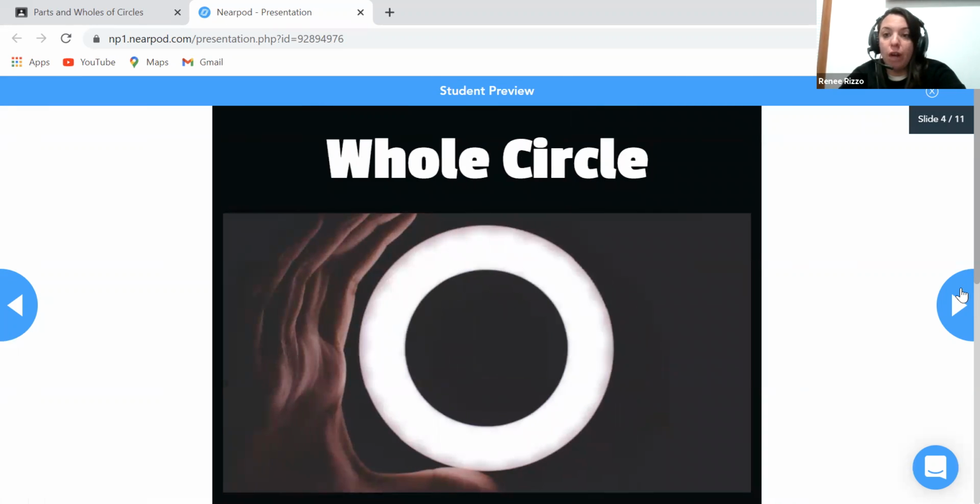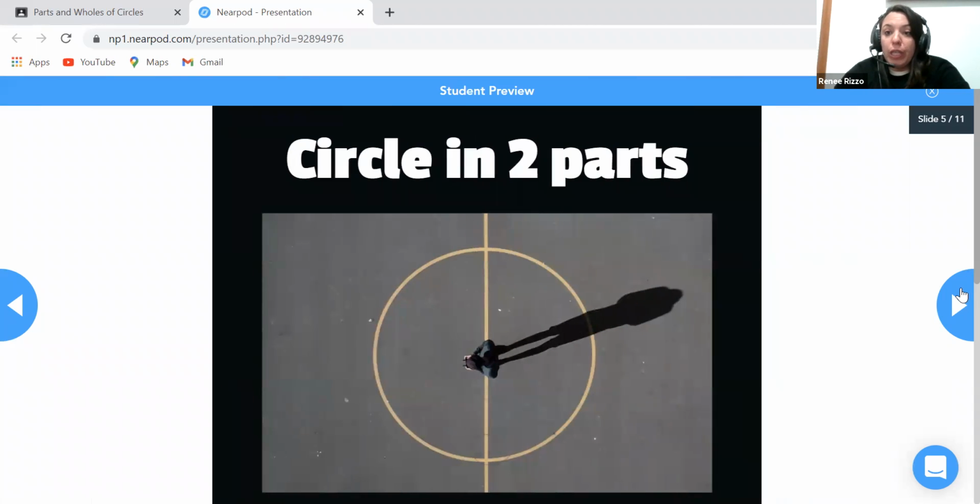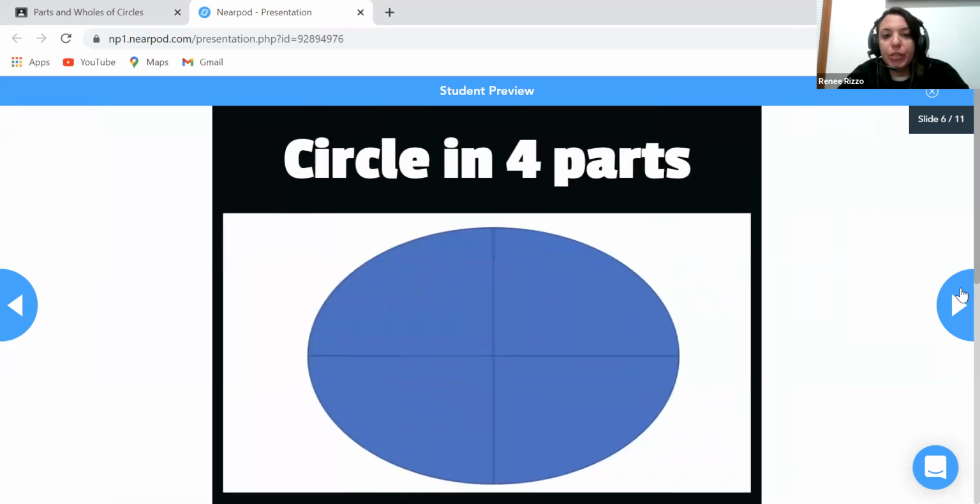This is a picture of a whole circle. This is a circle in two parts, or a circle in two halves. This is a circle in four parts, or a circle in quarters.